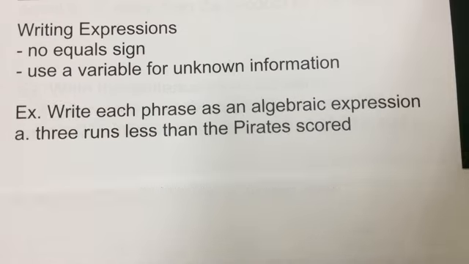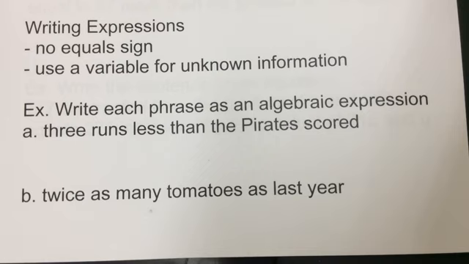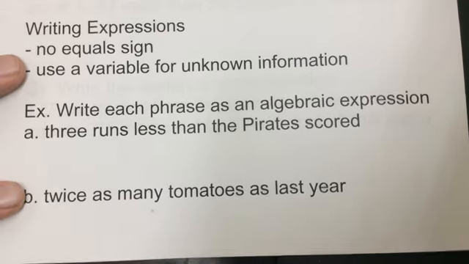Now, keep in mind, when we're writing expressions, there's going to be no equal sign. We're going to use a variable, a letter, for any unknown information to represent that. So we're going to write each phrase as an algebraic expression. It's going to be something like this. 3 runs less than the Pirates scored. Do we know what the Pirates scored? No, we don't. So we're going to use a variable there. Let's use P.